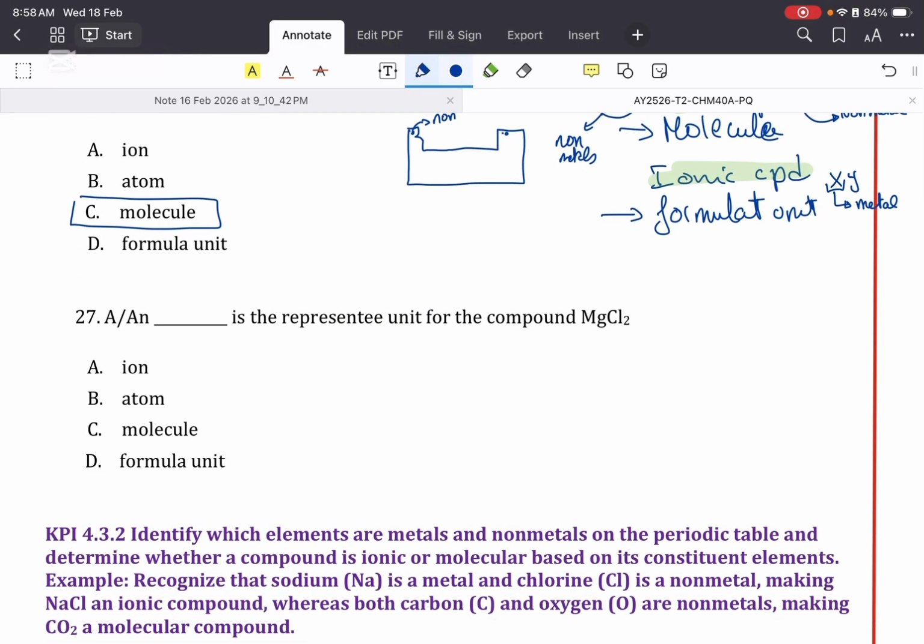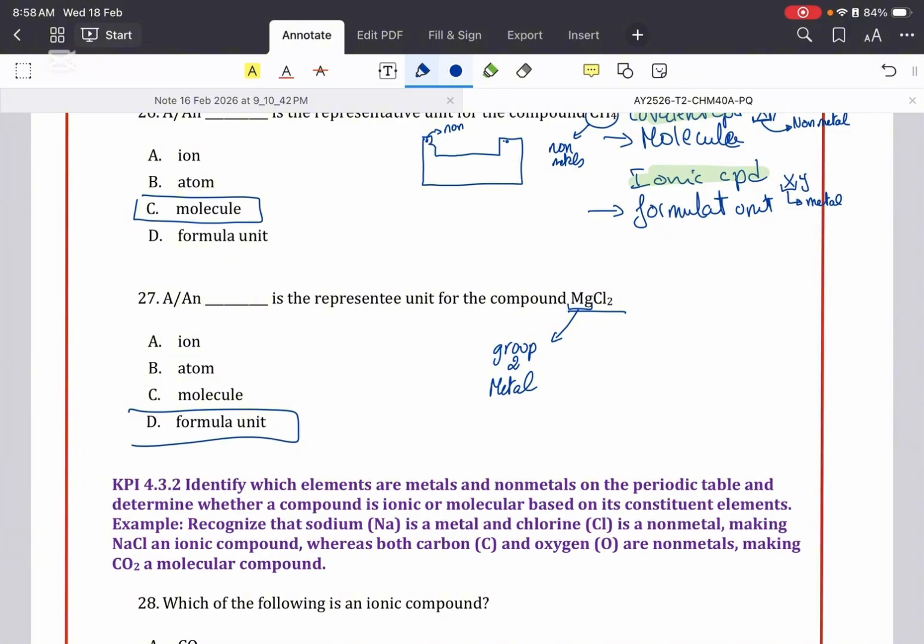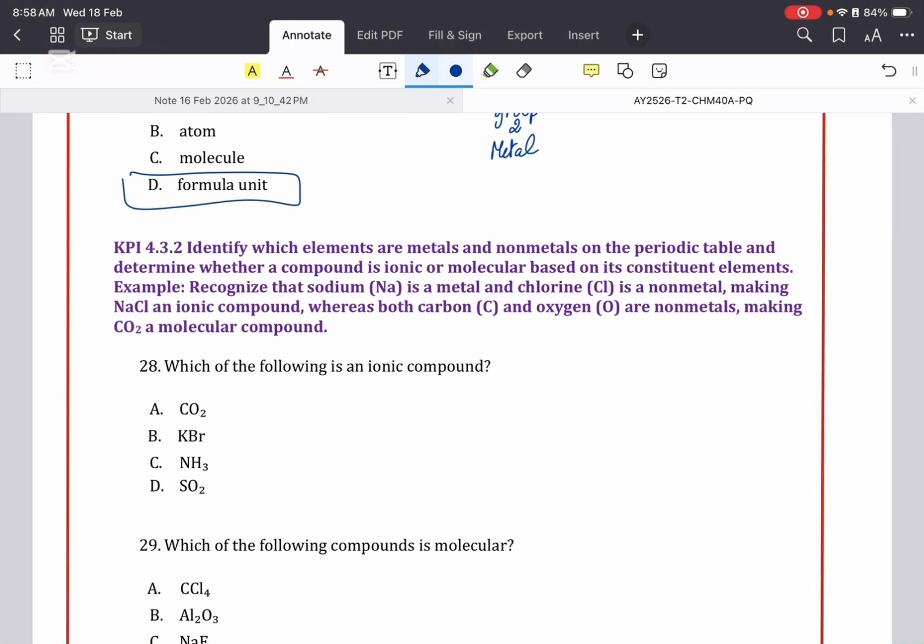What is the representative unit for the compound magnesium chloride? Mg in the periodic table, you will find it in group 2, so that is a metal. So here I have a formula unit.